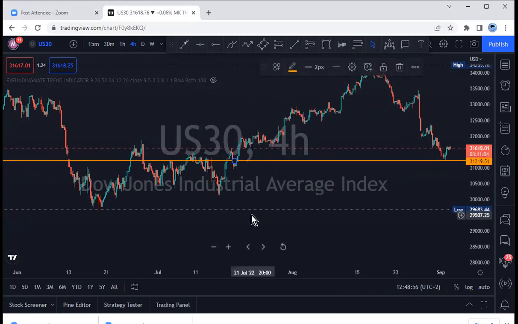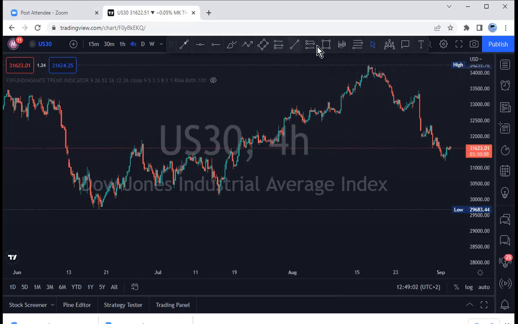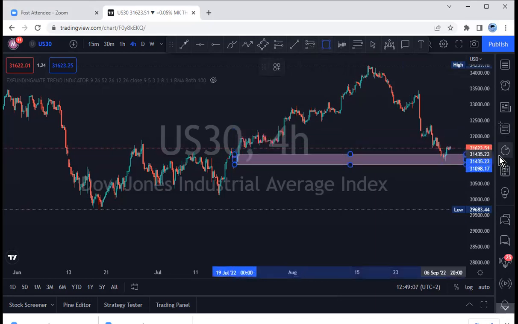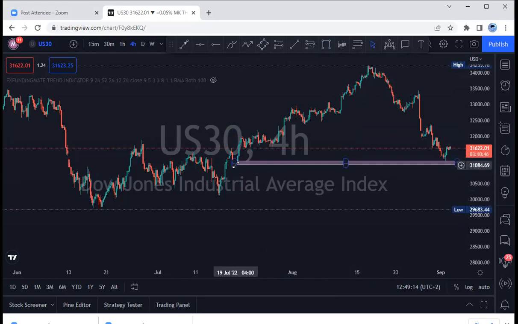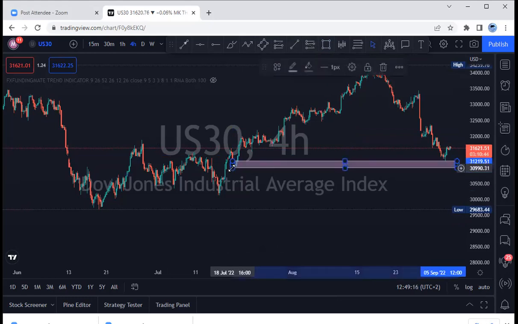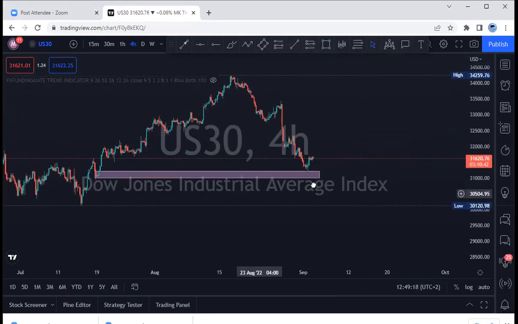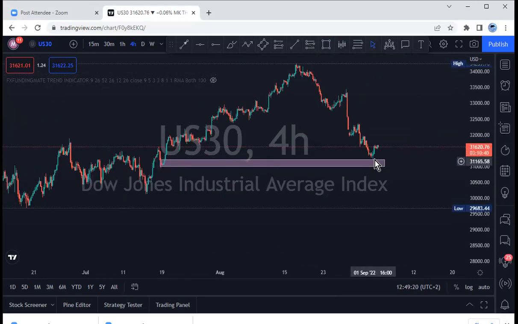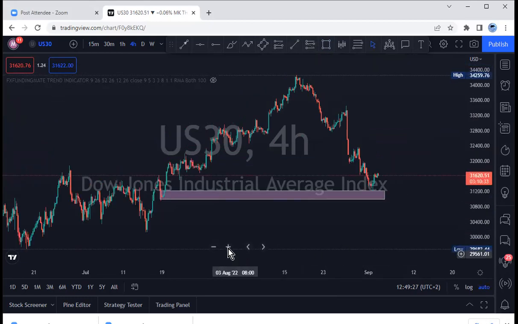We can even try to shift it to this one, but as for me, this is what I mostly focus on: structures and order blocks. This is what I mostly focus on. As you can see, it is within our order block. And then what is it that I'm looking forward to see from?